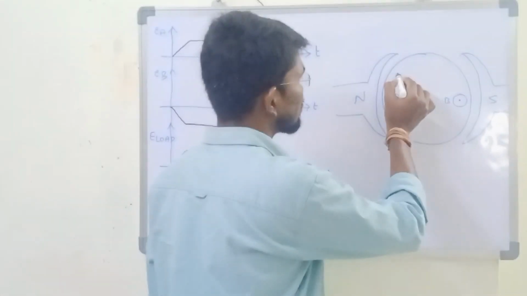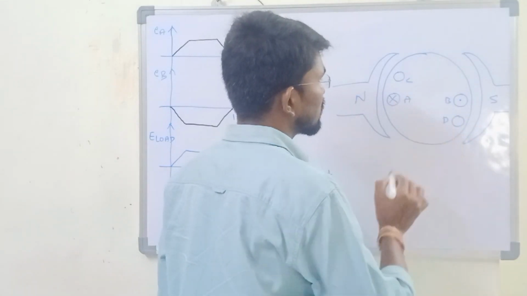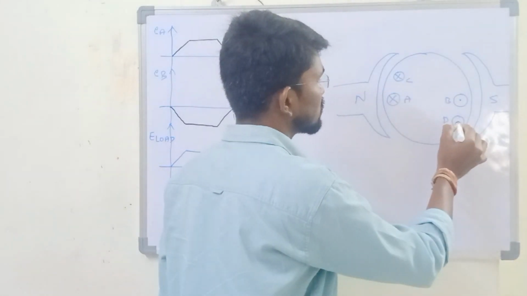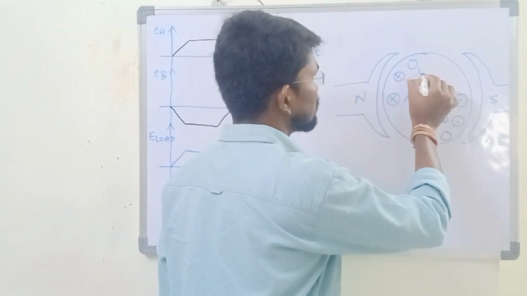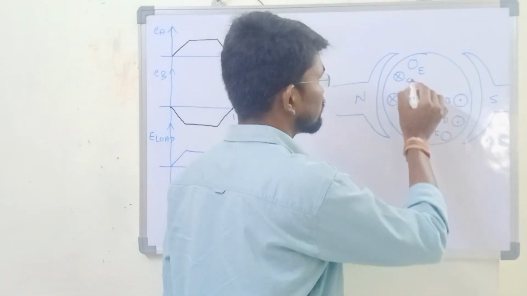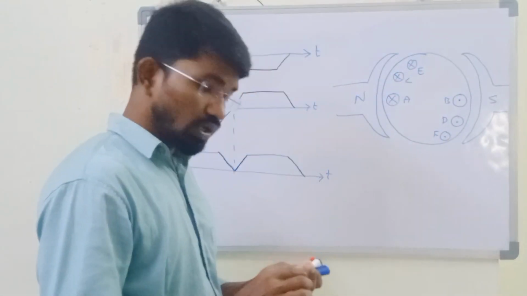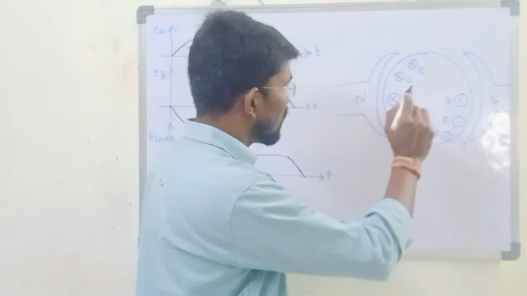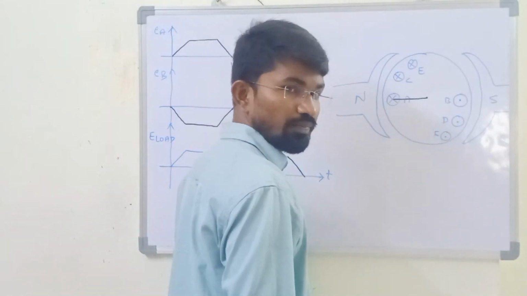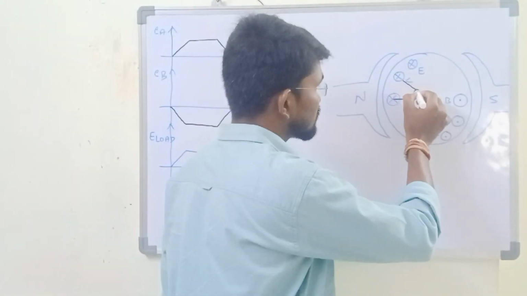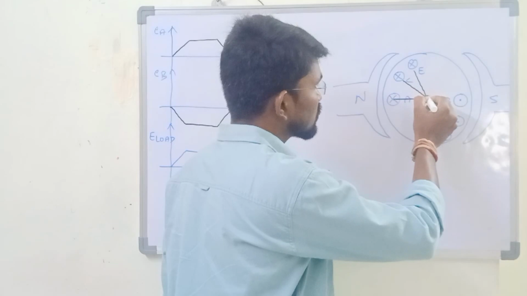Now let me take the second coil, conductor C, conductor D. This is cross polarity and this is dot. I am taking third coil. This is E, this is F, cross and dot. Now observe one thing. Now this conductor A belongs to coil 1, conductor C belongs to coil 2, conductor E belongs to coil 3.